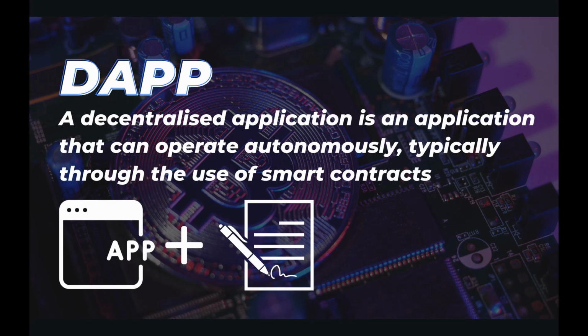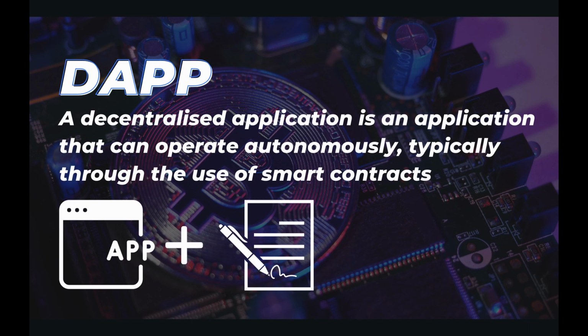And in this video, we are going to create a Dapp. A Dapp is basically a decentralized application. Now, what do you mean by decentralization or decentralized? An application that is not under any authority or is not centralized is called a Dapp, right? And it can operate autonomously, typically through the use of smart contracts.